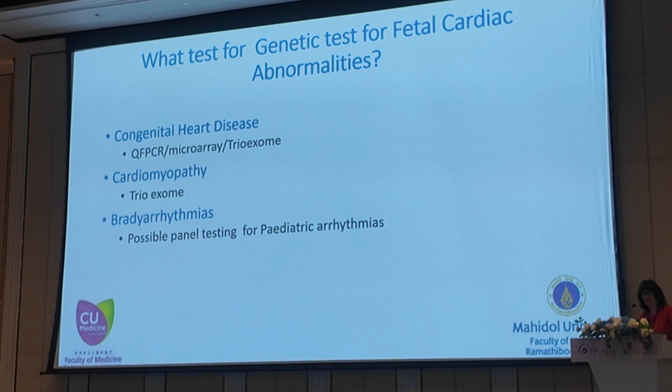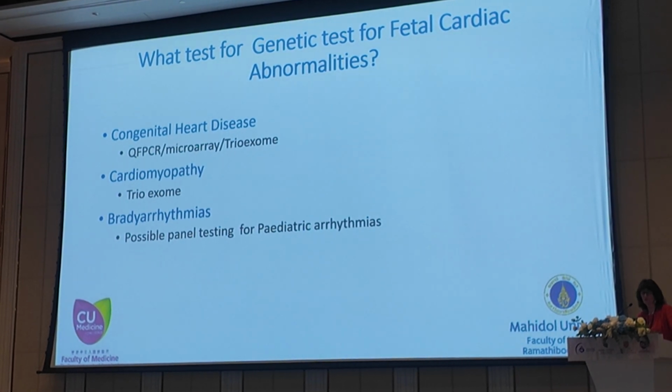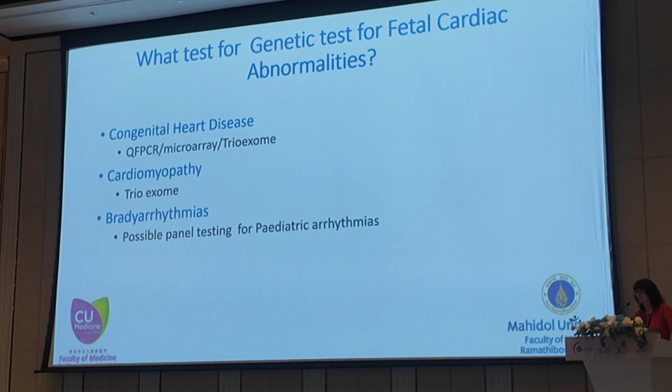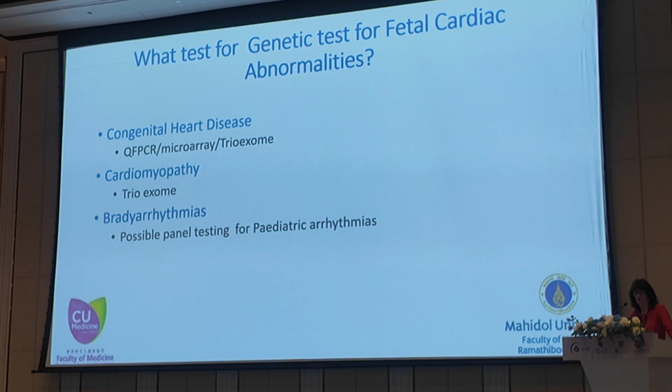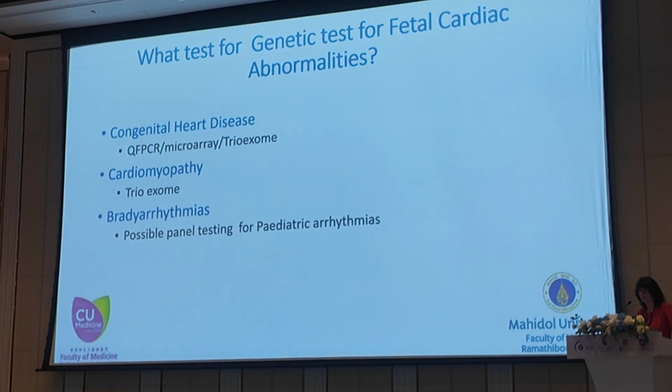So, what tests do we do? Congenital heart disease: start with a QFPCR. We know the trisomies are a common cause. Then a microarray, and I would like to do a trio exome, but I'm not allowed to.